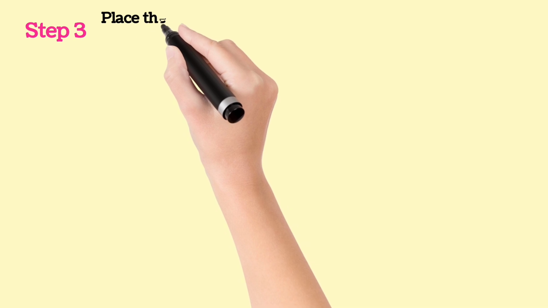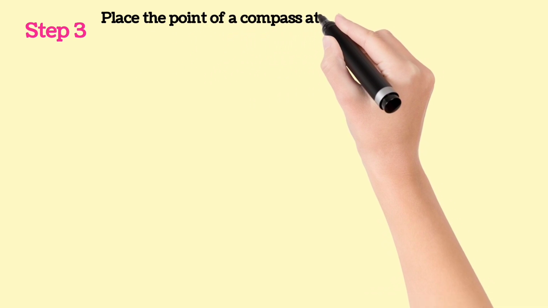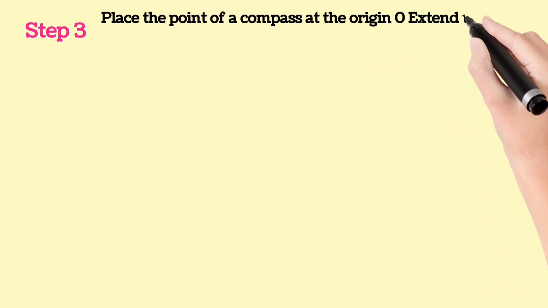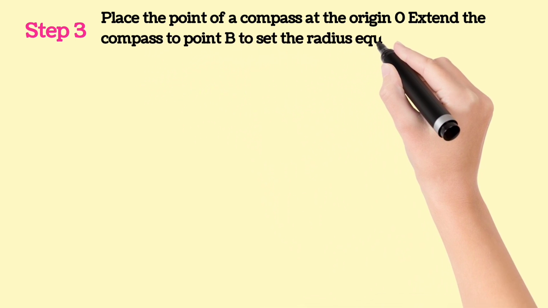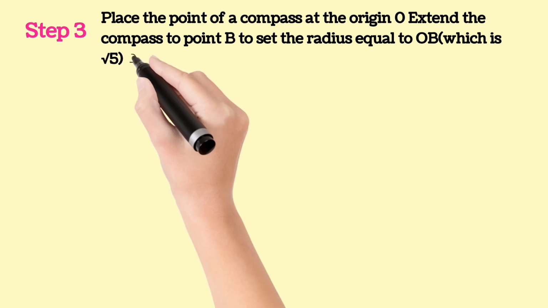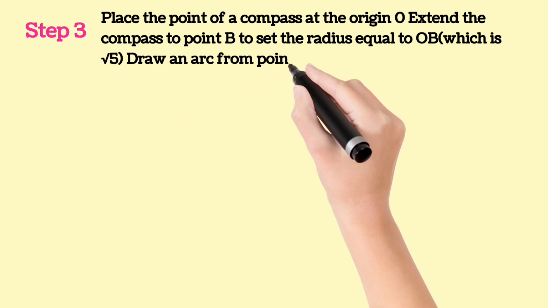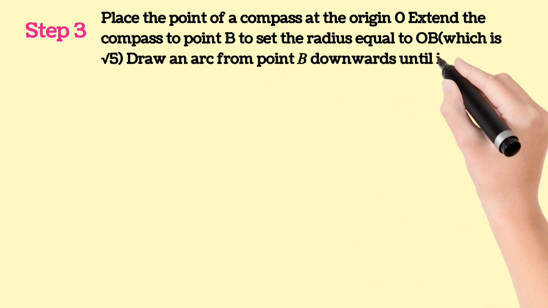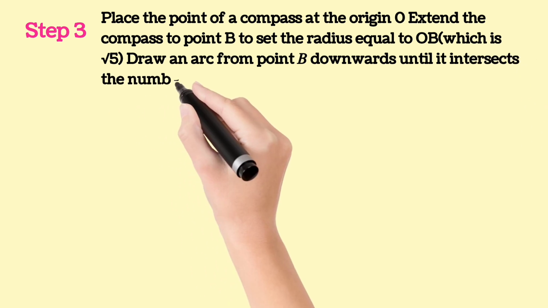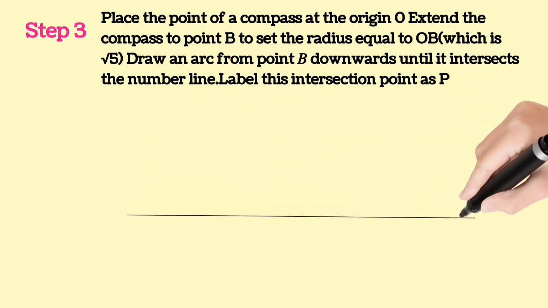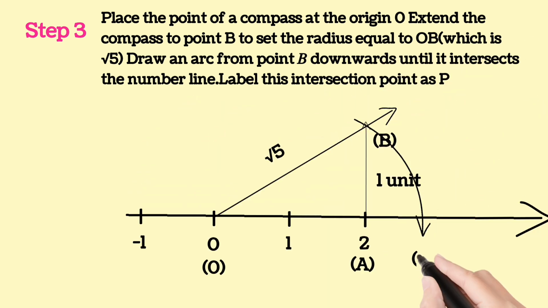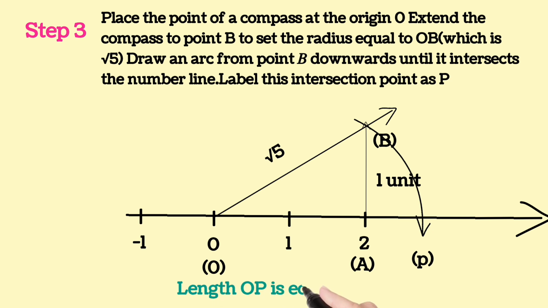Next step, place the point of a compass at the origin O. Extend the compass to point B to set the radius equal to OB, which is root 5. Draw an arc from point B downwards until it intersects the number line. Label this intersection point P. With the help of the compass, draw an arc taking OB as radius. It will intersect the number line at point P. Length OP is equal to root 5.